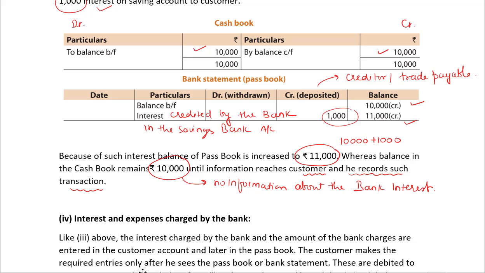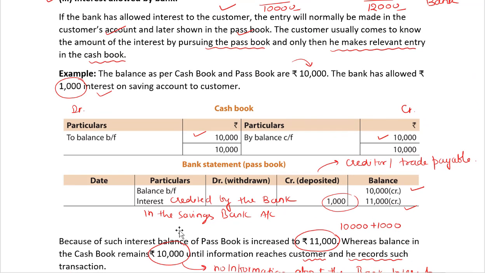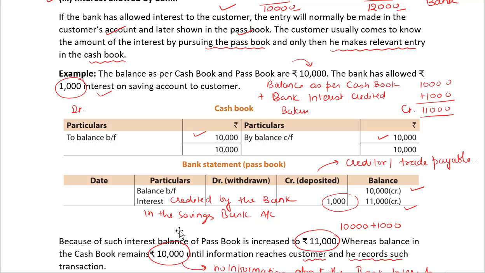I believe you understood. So basically, if with us we have balance as per cash book, over here the balance as per cash book is 10,000. Balance as per passbook is 11,000. So we need to add 1,000 over here, and we will write what? Bank interest credited. And the closing entry would be balance as per passbook. Understood?